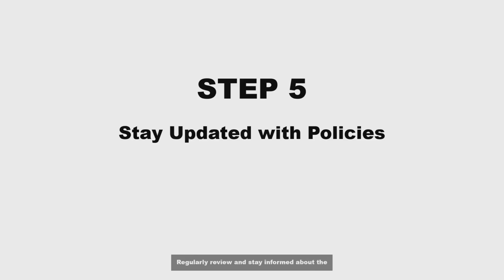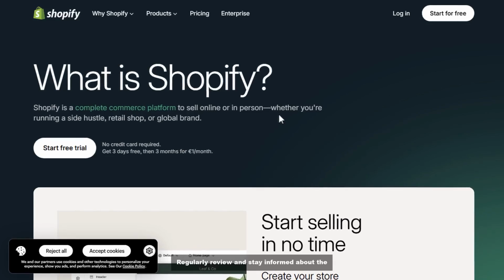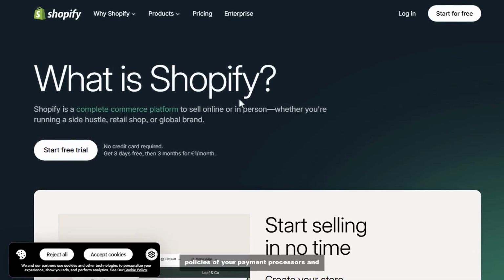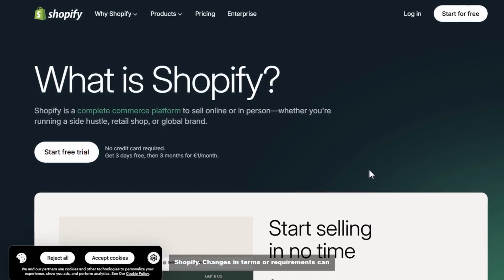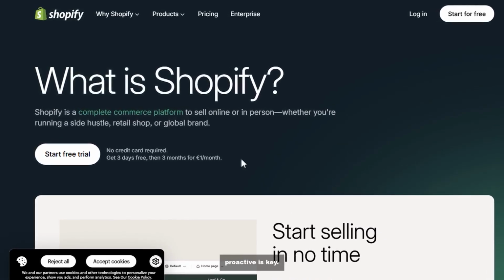Step 5. Stay updated with policies. Regularly review and stay informed about the policies of your payment processors in Shopify. Changes in terms or requirements can affect your account status, so being proactive is key.